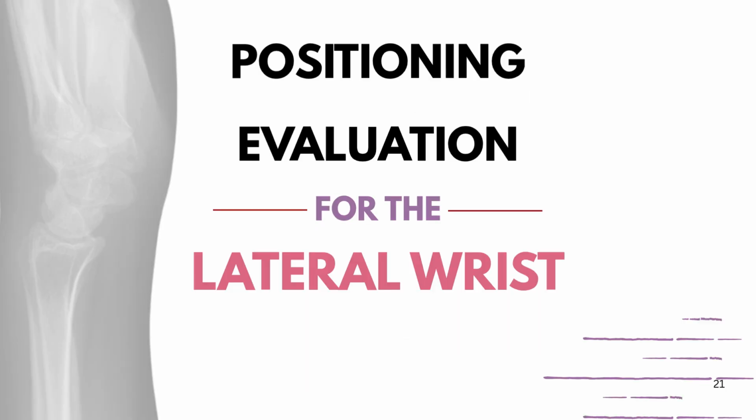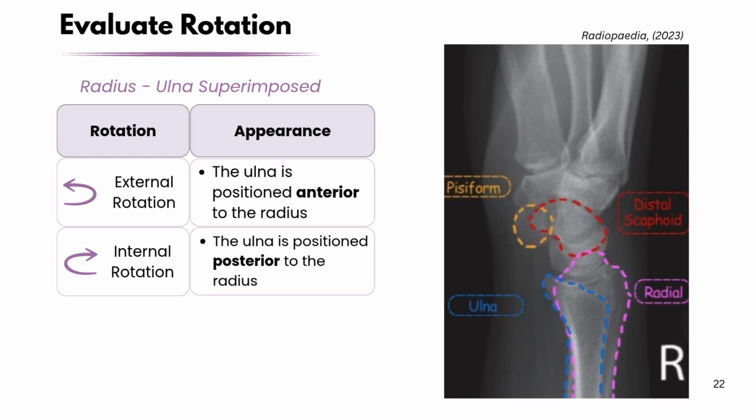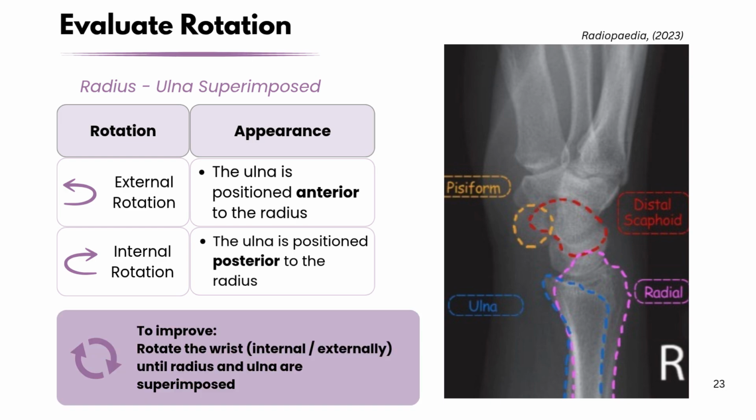This section focuses on positioning evaluation for the lateral wrist projection. This radiograph evaluates rotation by observing the superimposition of the distal radius and ulna. In external rotation, the ulna appears anterior to the radius. In internal rotation, the ulna appears posterior to the radius. To improve, rotate the wrist externally until radius and ulna are superimposed.